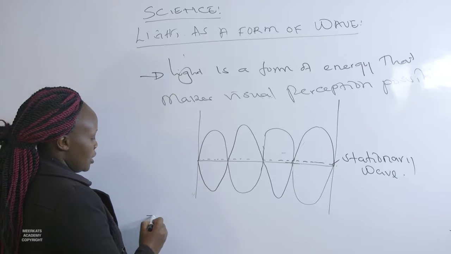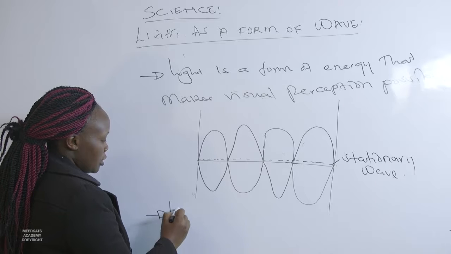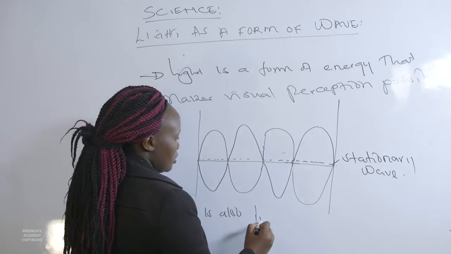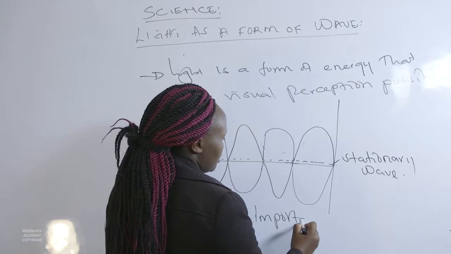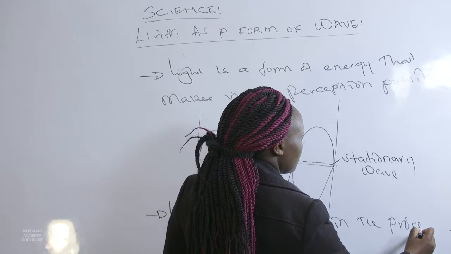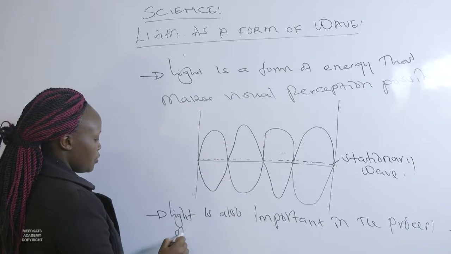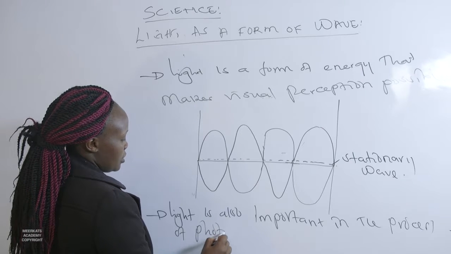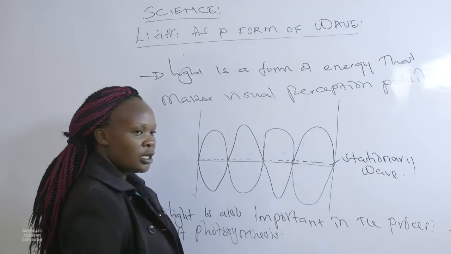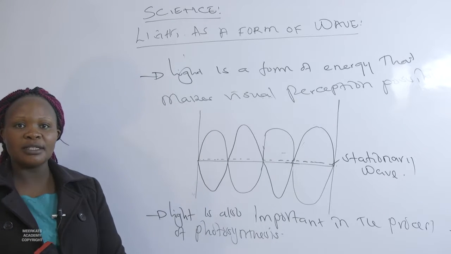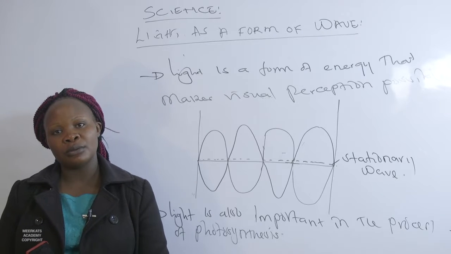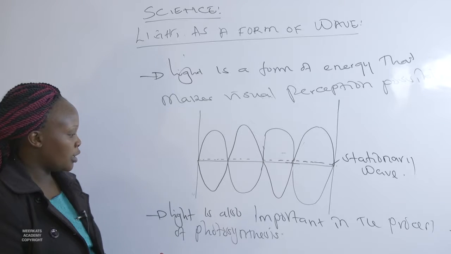Now, light is also important in the process of photosynthesis. In the process of photosynthesis, plants make use of light in order to manufacture their own food.